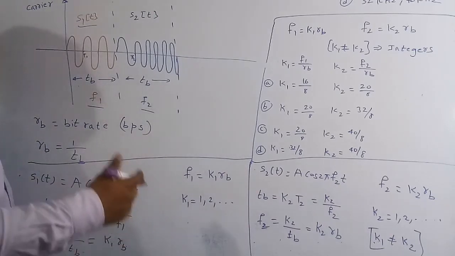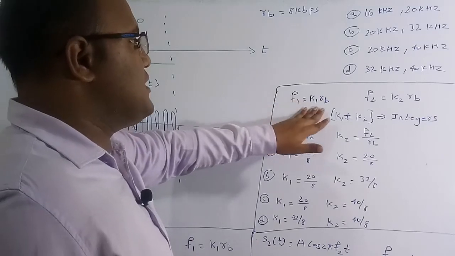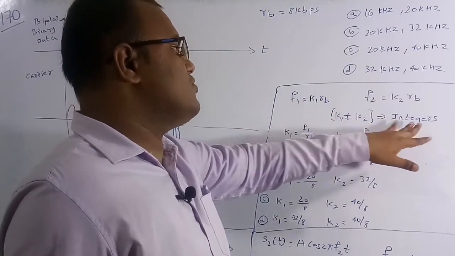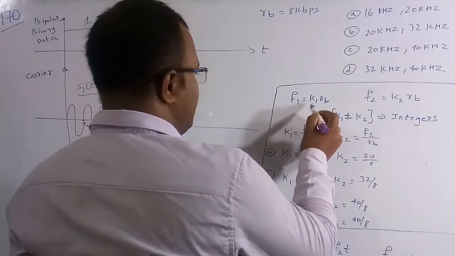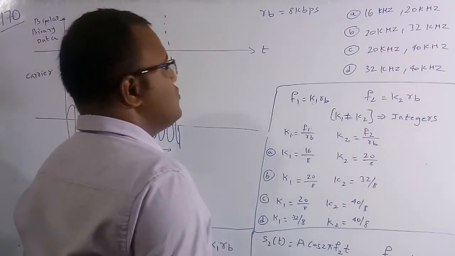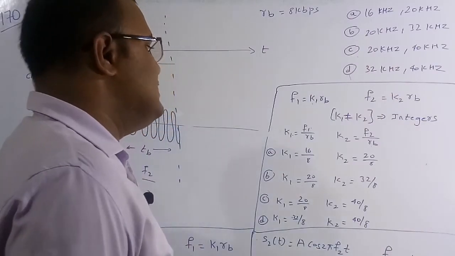So based on this concept, now we are going to solve the numerical. See here, this is the conclusion: f1 is equal to k1 into rb and f2 is equal to k2 into rb, where k1 is not equal to k2, and both are pure integers. So I am going to write here k1 is equal to f1 by rb and k2 is equal to f2 by rb. Now there are 4 options, a, b, c, d, and from these options we are going to find the solution.